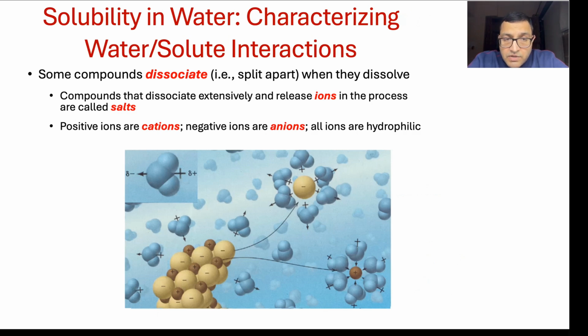Now some compounds dissociate completely, that is, split apart when they dissolve. The compounds that dissociate extensively and release ions in the process are called salts. NaCl, sodium chloride, is a good example of such salts. The positive ions, like the sodium ion, are cations, and the negative ions, like chloride, are anions. And all ions are hydrophilic, water loving, because they can form hydrogen bonds readily with water molecules.